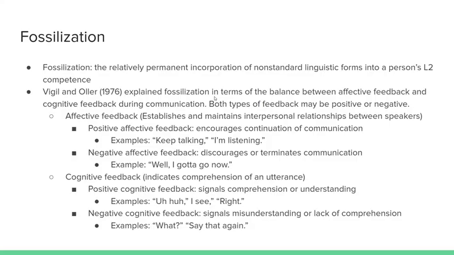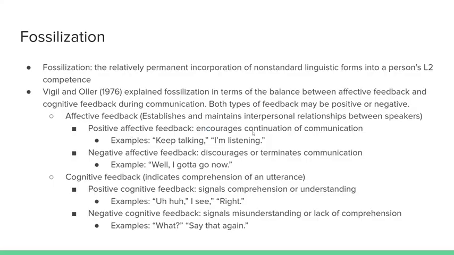But here in the 1970s, we talk about how fossilization could be triggered from this balance between affective feedback and cognitive feedback during communication. Both types of feedback can be positive and negative, and these are two different types of feedback that we often talk about. The first one has to do with affective feedback, affective having to do with emotion, okay? And the next one has to do with cognitive feedback, which talks about the comprehension and production of an utterance. So for affective feedback, there are two different types: one is positive feedback, second, negative feedback.